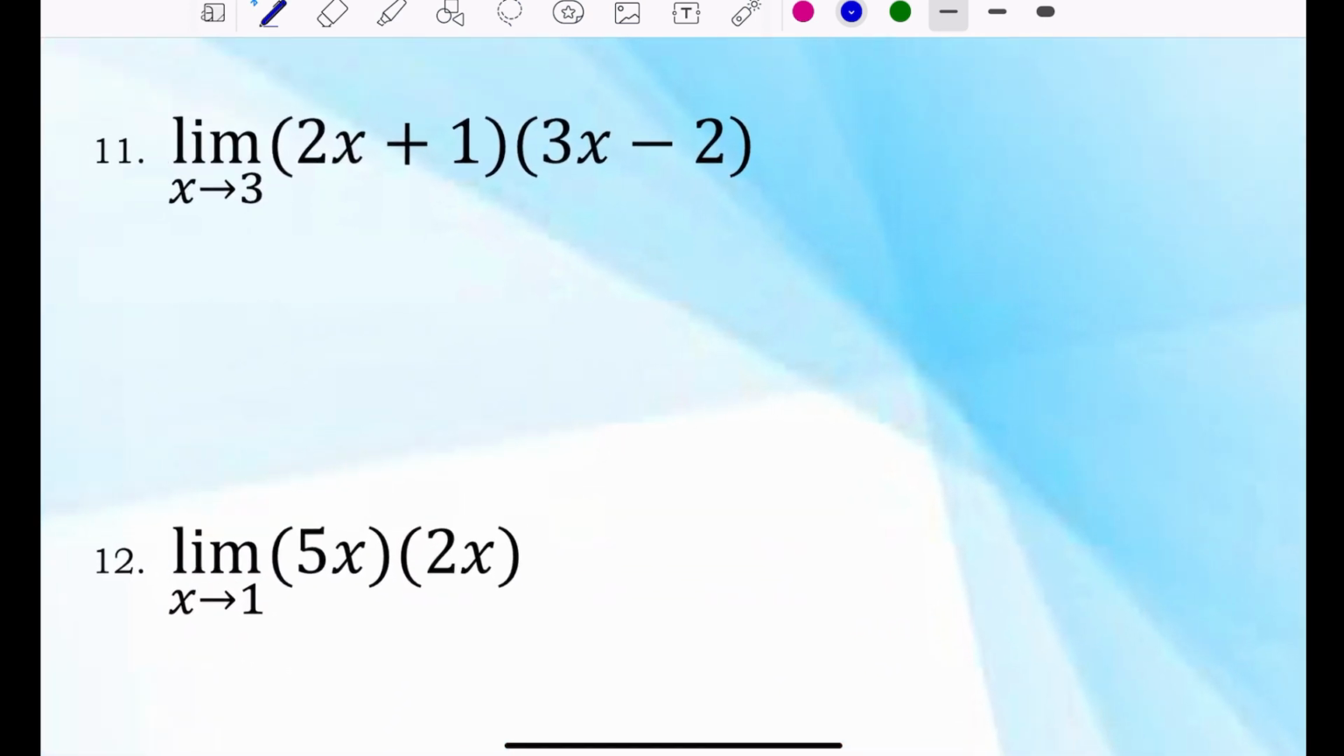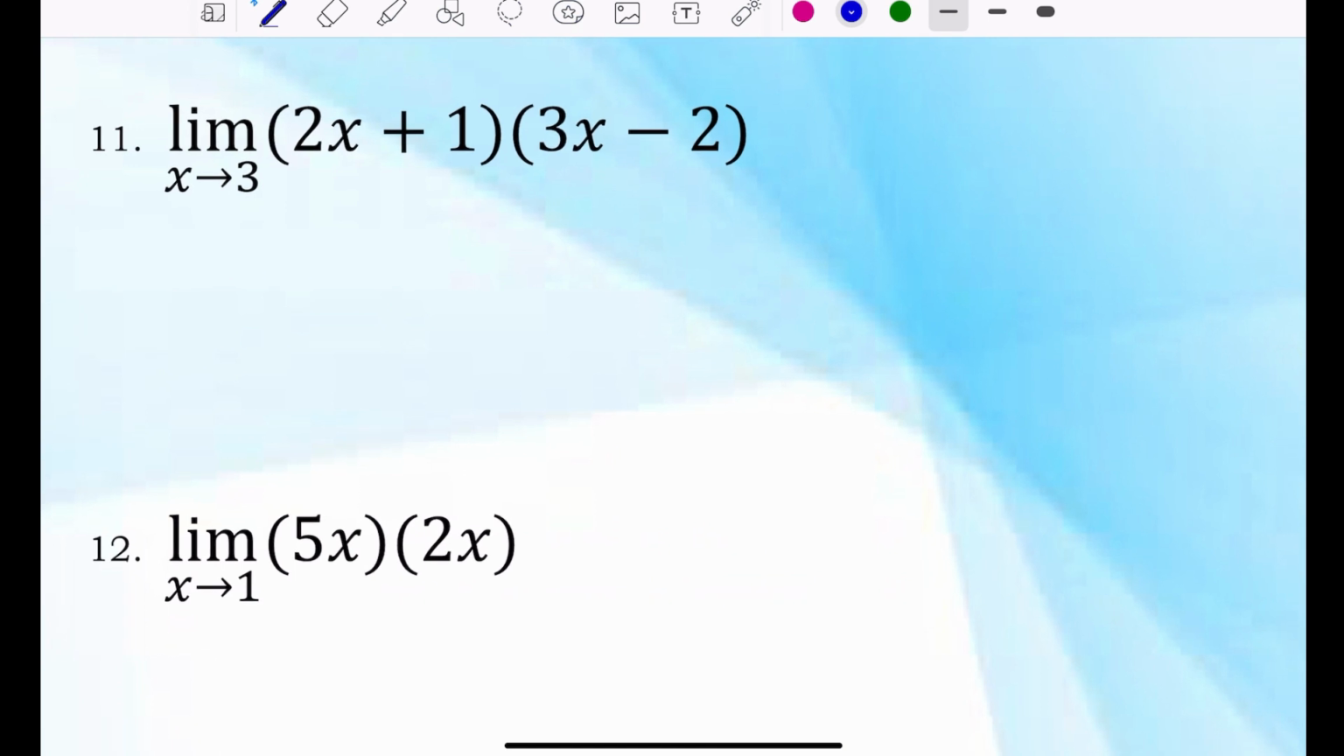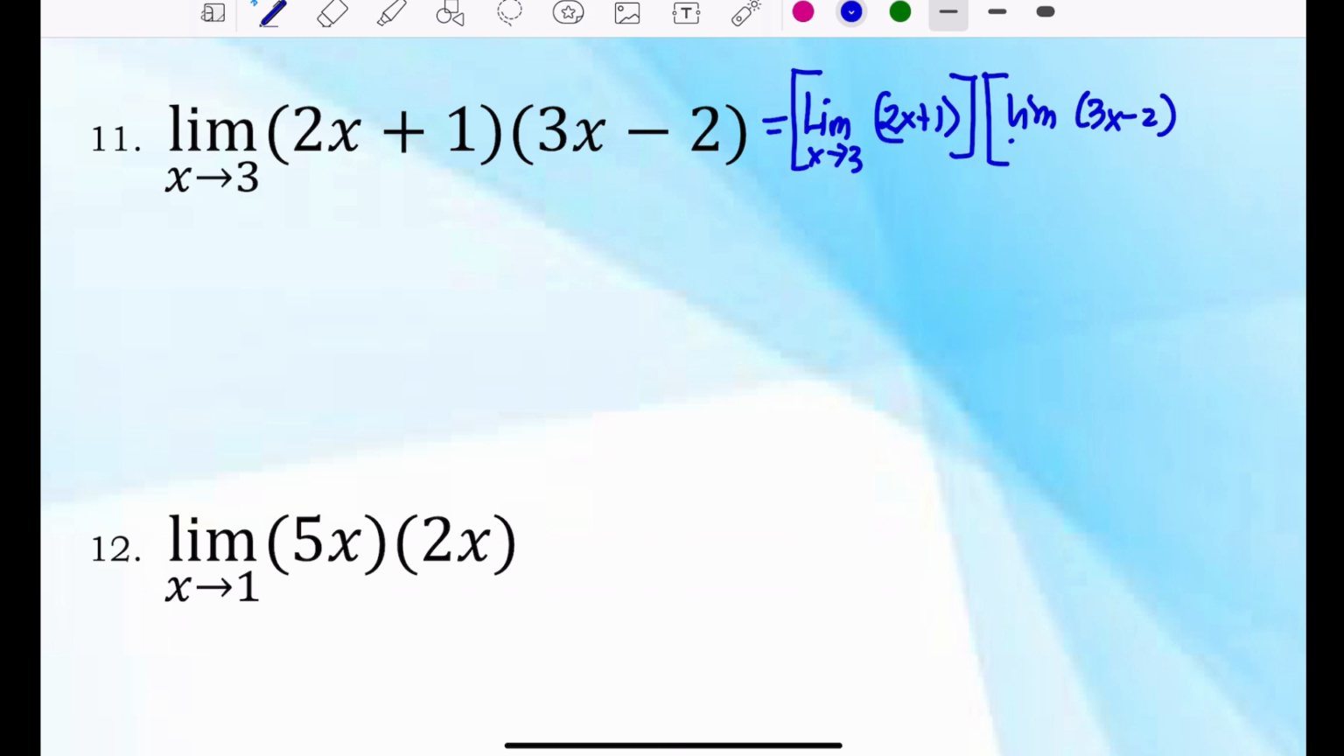Number 11. So the limit of 2x plus 1 times the quantity 3x minus 2 where x approaches 3. So let's simplify. So this will become the limit of 2x plus 1 where x approaches 3 times the limit of 3x minus 2 where x approaches 3. So this is the limit of a product of functions.